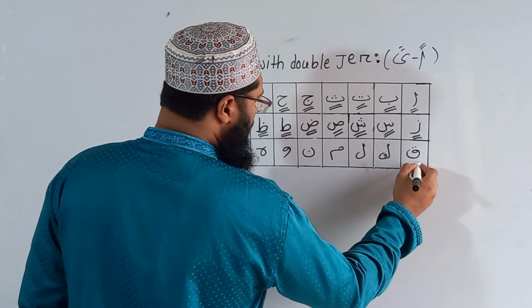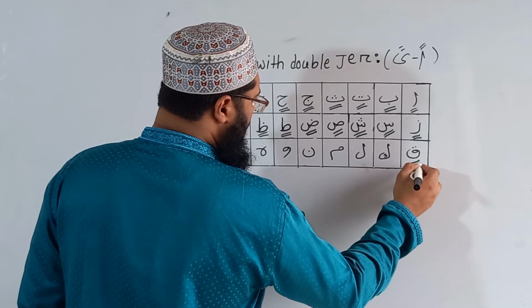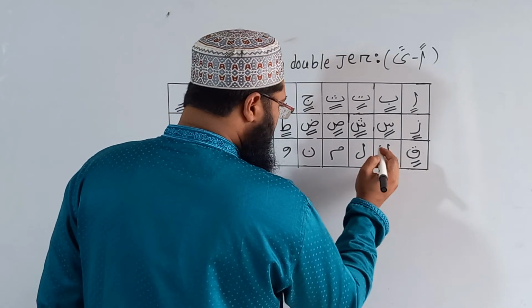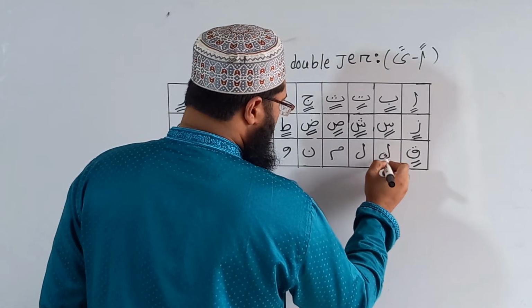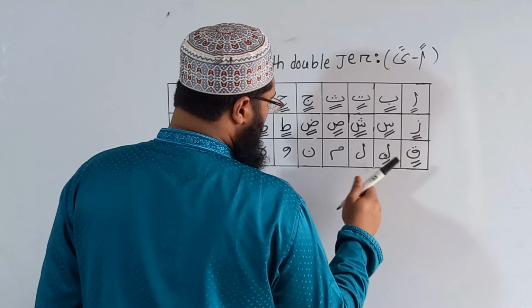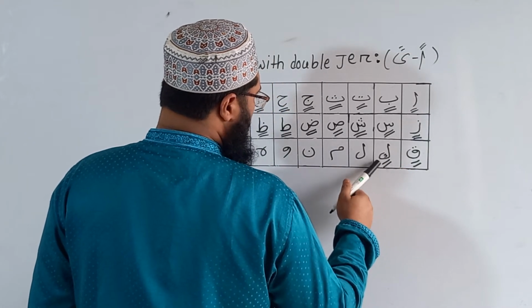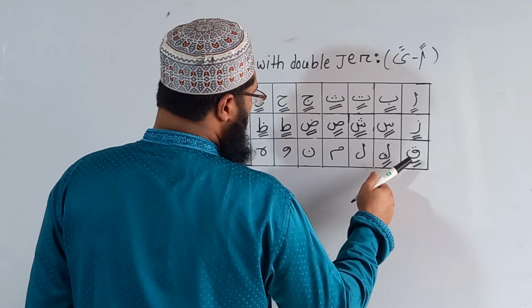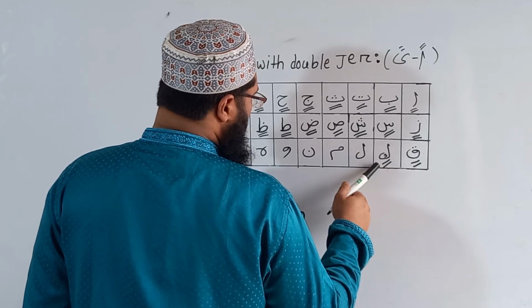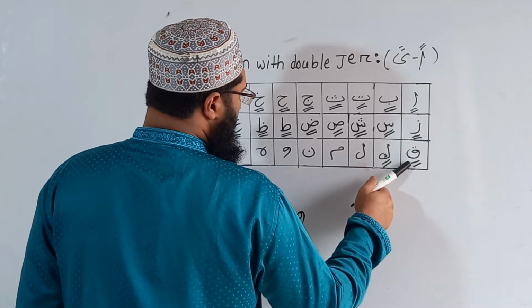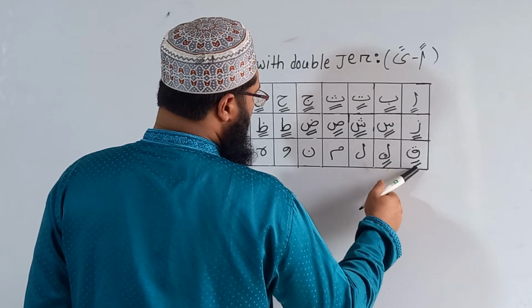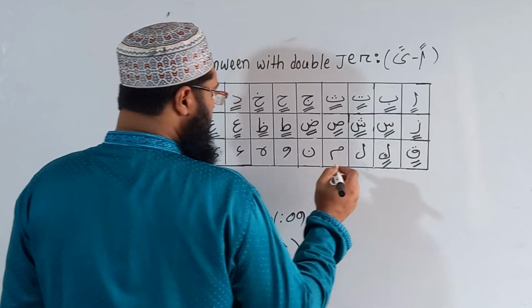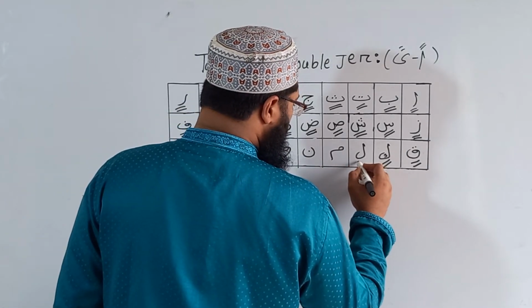Now this one is the Qaf with two dots, and you have to pronounce this one Qaf Dui Zer Qin. And this one is the Kaf with the twist in the middle, and now you have to pronounce this one Kaf Dui Zer Kin. This one is the Qaf with two dots, and this one is the Kaf with the twist in the middle. Okay, my dear student, then this one is Lam.